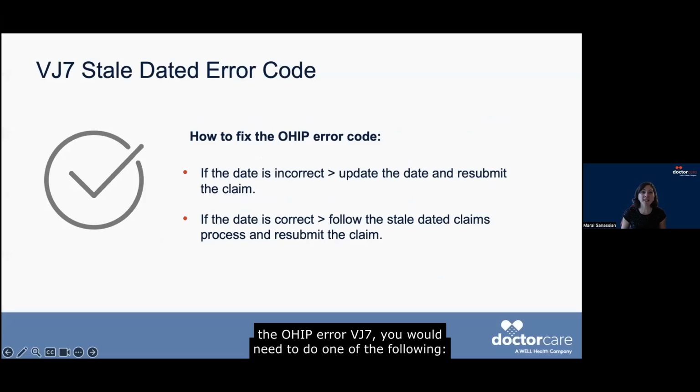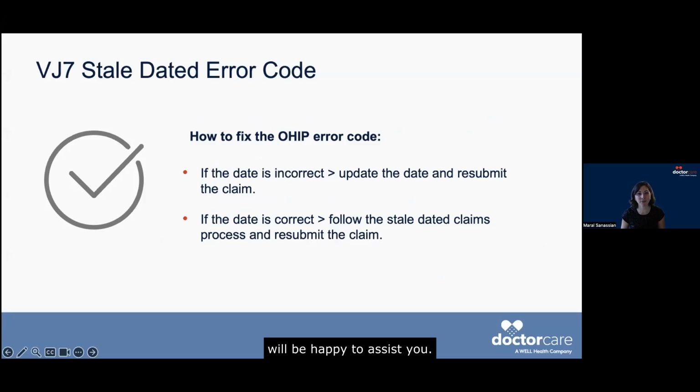In order to fix the OHIP error VJ7, you would need to do one of the following. If the date is incorrect, update the date and resubmit the claim. If the service date is correct, follow the stale dated claim process and resubmit the claim. If you have any further questions regarding the stale dated claim resubmission process, please feel free to reach out to us and our team will be happy to assist you.